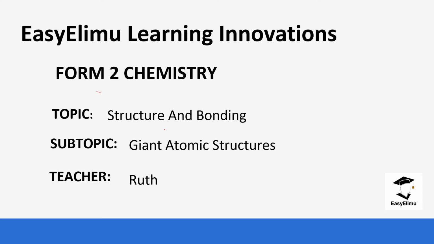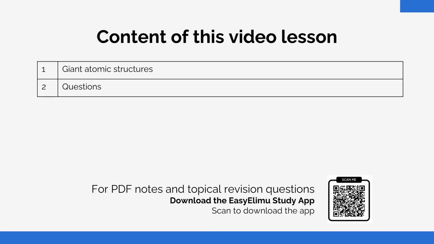My name is Ruth, and today we are going to be discussing structure and bonding, and we're going to be looking at the giant atomic structures. Previously we looked at the molecular structures. We had said that covalent bonds form two structures, which are molecular structures and covalent structures. So we are going to look at giant covalent structures, also known as giant atomic structures, and then we're also going to look at a few questions.